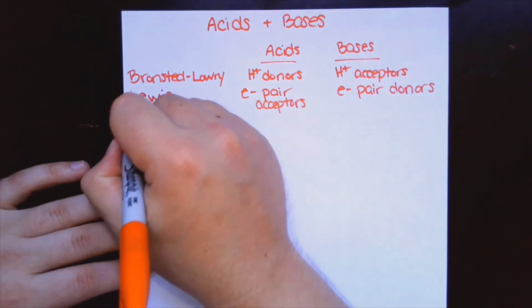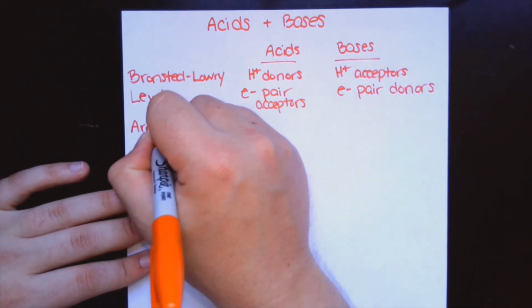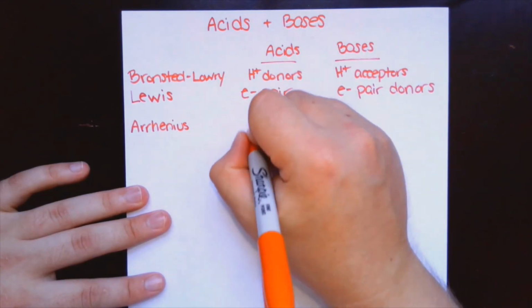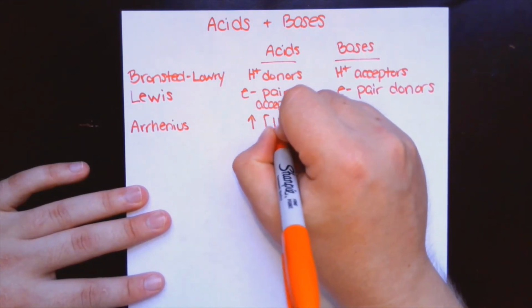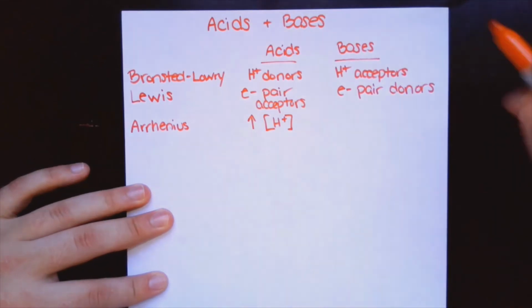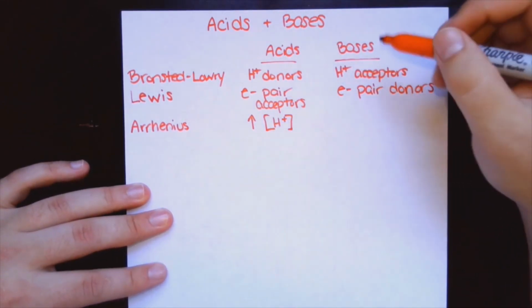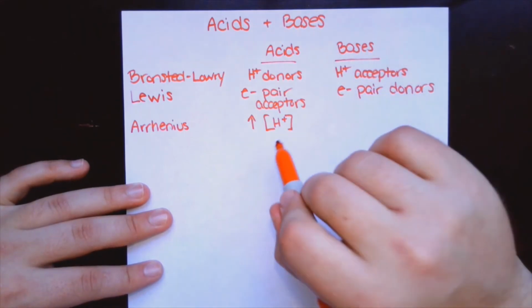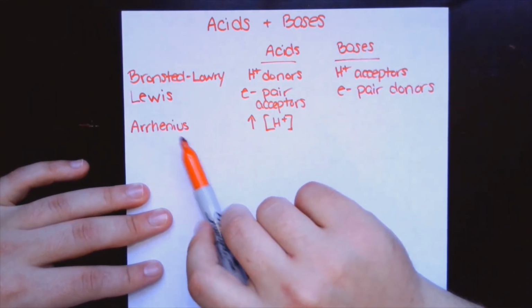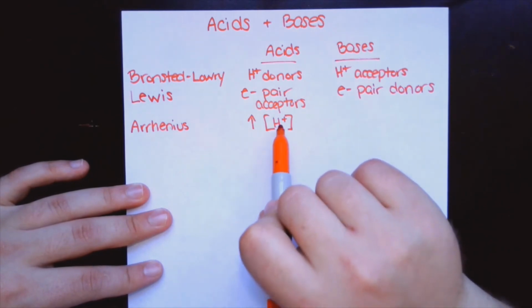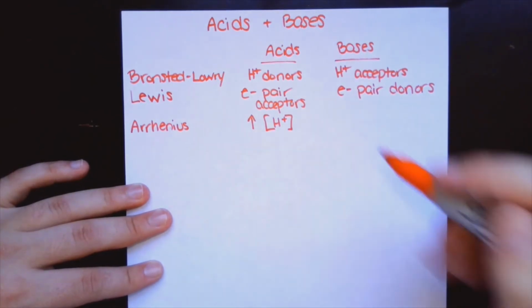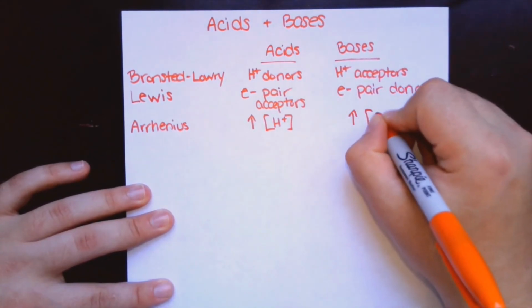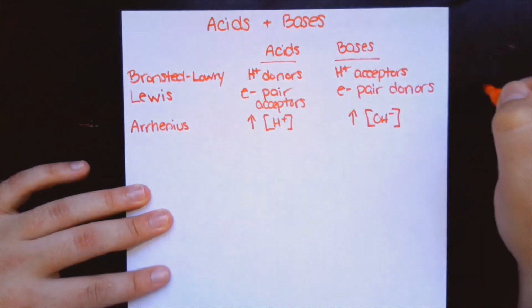And the last definition is the Arrhenius definition. That says that acids increase the concentration of H plus in solution. These square brackets mean concentration, so you're talking about the concentration of whatever is inside of the square brackets. So the Arrhenius definition means that the amount of H plus increases in solution, and bases increase the amount of OH minus ions in solution. Right?